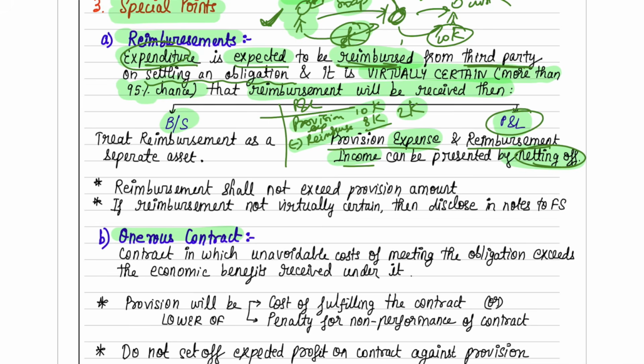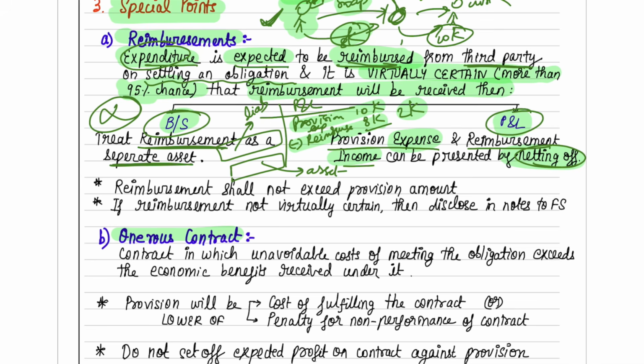But when it comes to the balance sheet, you have to remember that you have to treat that reimbursement as a separate asset only. So reimbursement you will account separately, provision you will account separately. Provision you will account under the liability section, reimbursement you will account under the asset section. Please do not net off in your balance sheet. Okay, I hope you understood this.